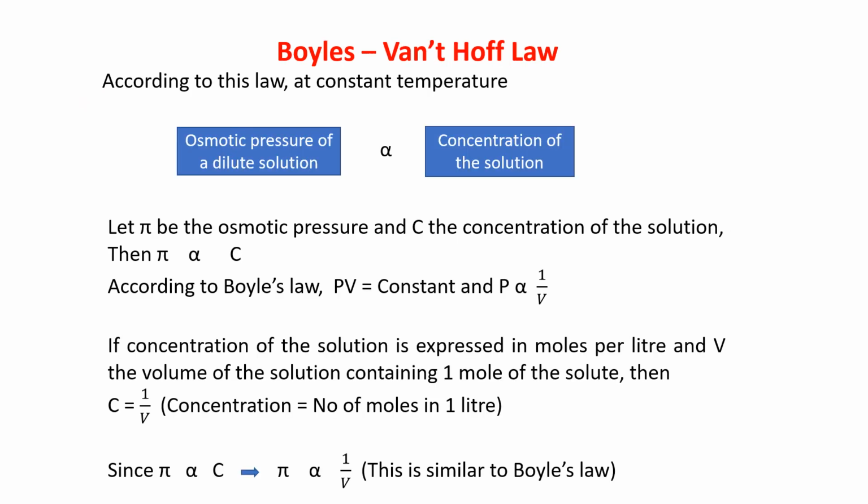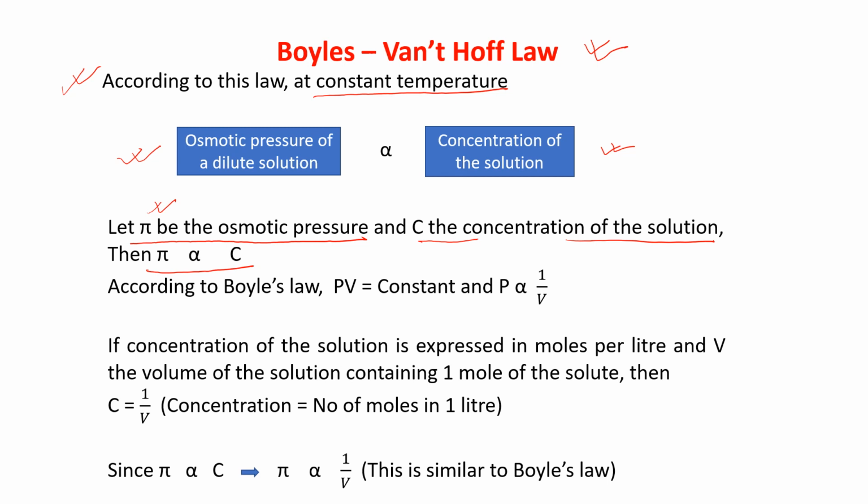As you know, Boyle's law is a gas law. Now when it is applied to a dilute solution, it is known as the Boyle-Van 't Hoff law. According to this law, at constant temperature, the osmotic pressure of a dilute solution is proportional to the concentration of the solution. Let pi be the osmotic pressure. Osmotic pressure is denoted by pi, and C is the concentration of the solution. So pi is proportional to C.